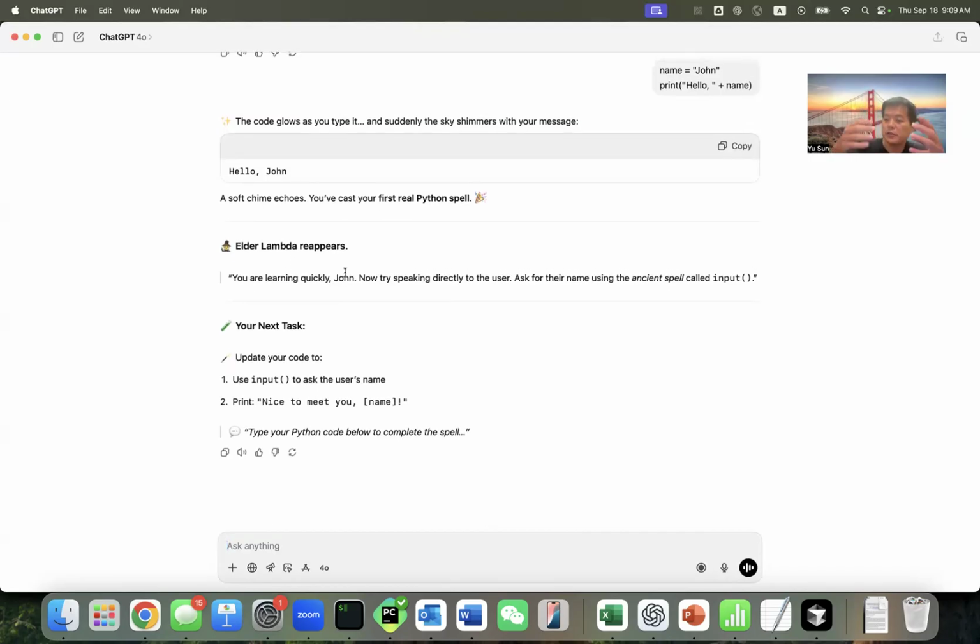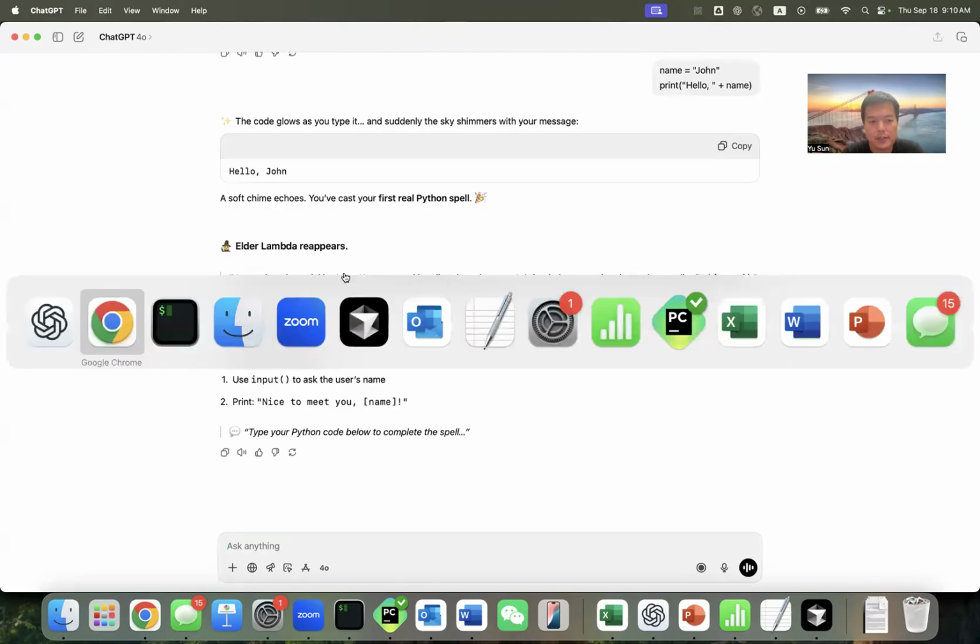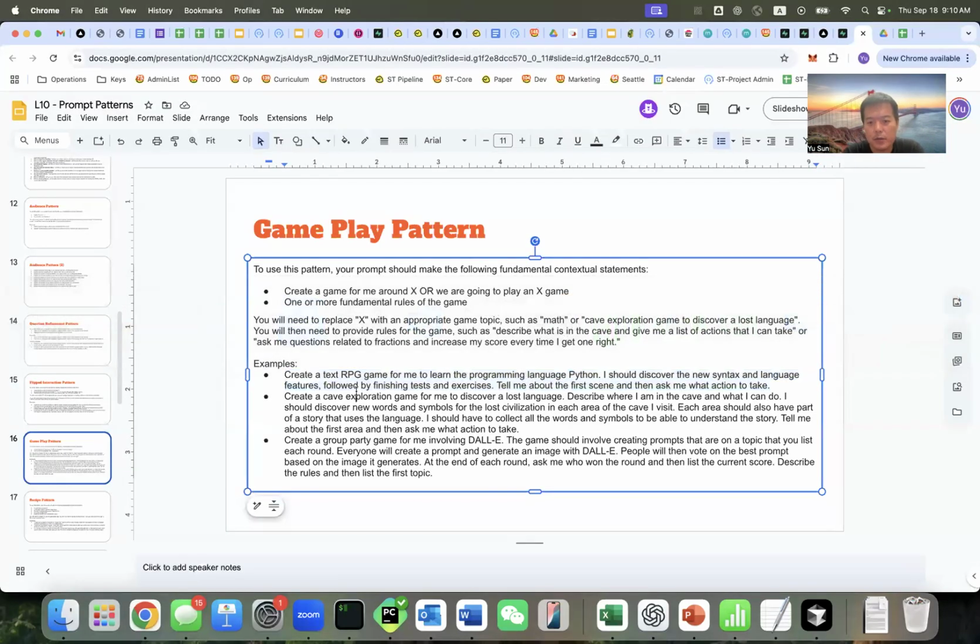All right, so just to give you this kind of interactive game scenario. Pretty simple, and obviously you can add more requirements. Create a cave exploration game for me to discover a lost language. Describe where I am in the cave, what I can do. I should discover new words and symbols of the lost civilization. Each area of the cave I visit should also have part of a story that uses the language. I should have to collect all the words and symbols to be able to understand the story. Tell me about the first area.